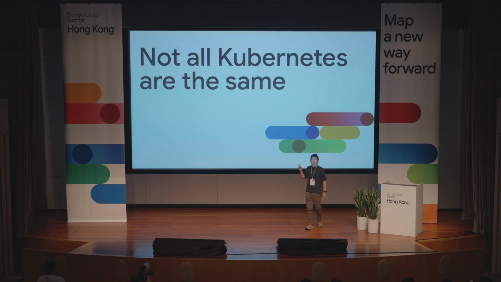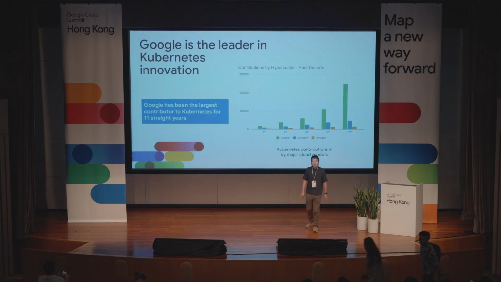But I want to say that not all Kubernetes are the same. This is quite a bold statement I want to call out here. Why? Over the past decade, Google has been the leading contributor to the open source Kubernetes ecosystem, and we are driving key innovations across the core Kubernetes capabilities. And until recently, we are focusing a lot on the platform to meet the new sophisticated demand of AI/ML use cases.